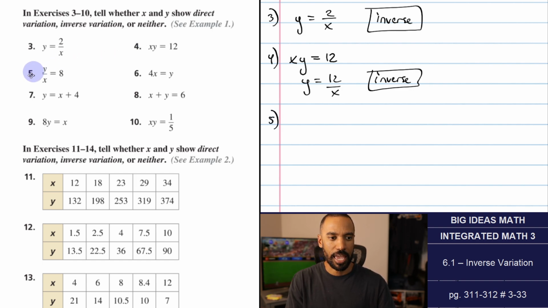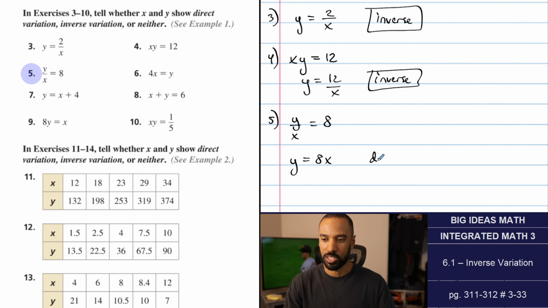Number 5 actually has division here, but again, don't confuse it for inverse variation. Y and x are on the same side of the equation, as if to say if I multiply both sides by x, you now see the constant of variation multiplied by said x, and that is an example of direct variation.